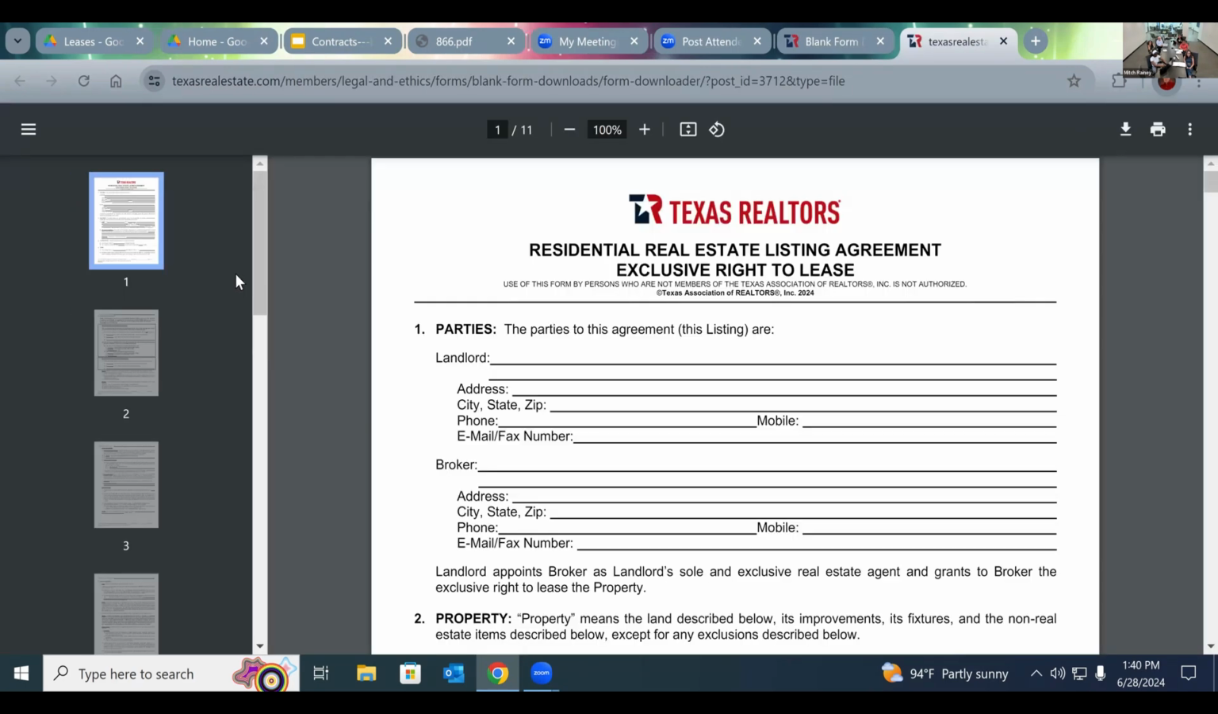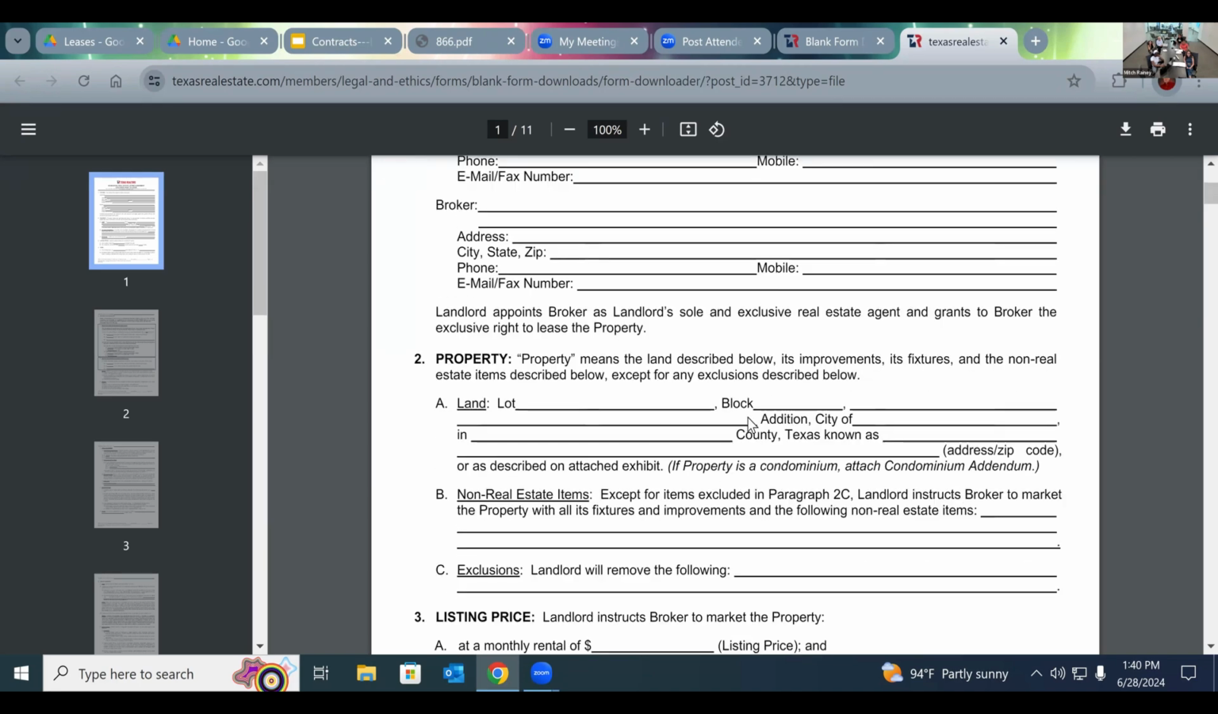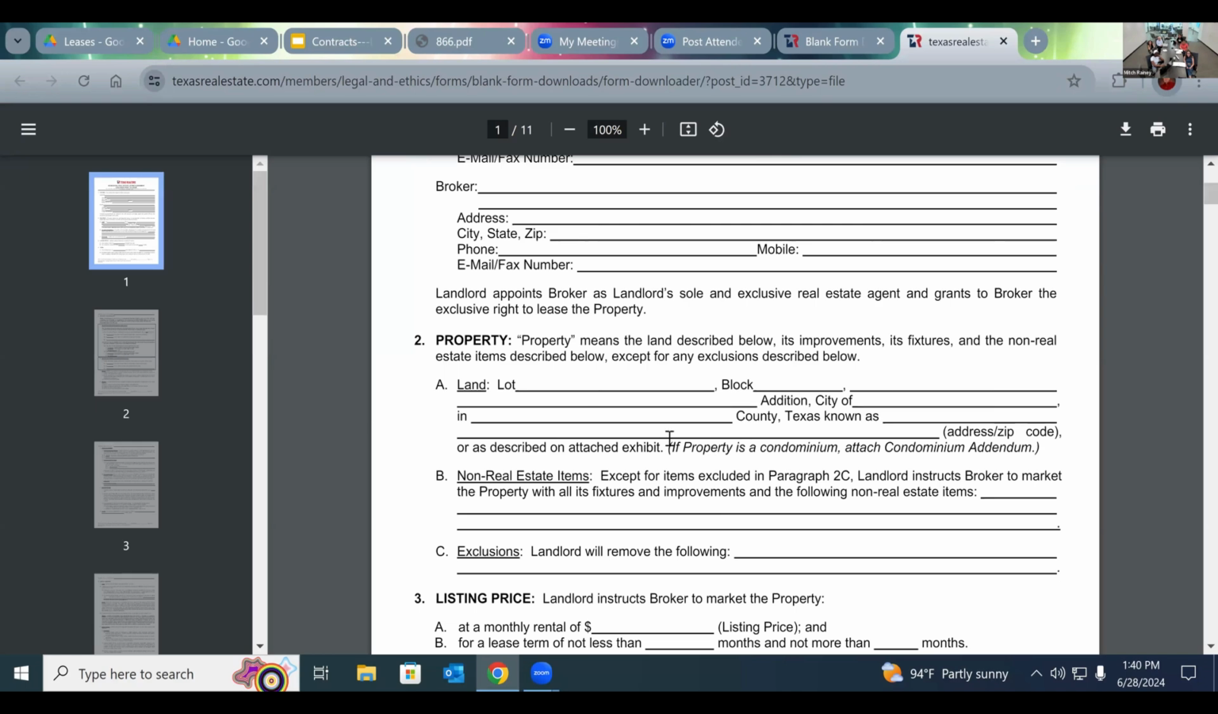This is the lease listing. So it's gonna be the same thing as it is with the sale: the parties, the landlord, the broker, property address with legal description. Be sure you always put the county in. County is required. For new properties, there's no legal description.